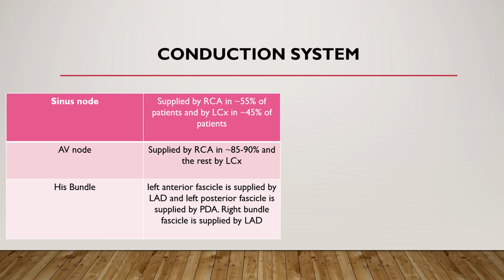The His bundle is next, and is divided into the left anterior fascicle, which is typically supplied by the LAD, and the left posterior fascicle, which is typically supplied by the PDA, or posterior descending artery. In the vast majority of patients, the posterior descending artery gets its stem from the RCA. And the right bundle fascicle is supplied typically by the LAD.